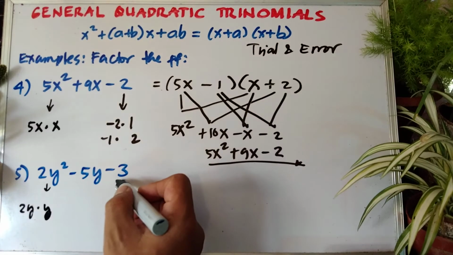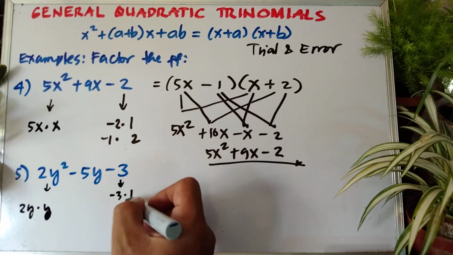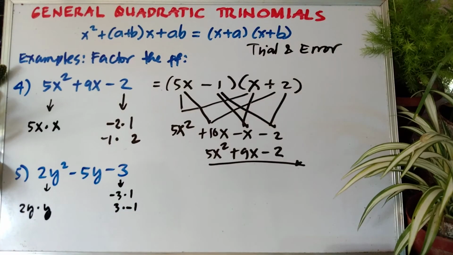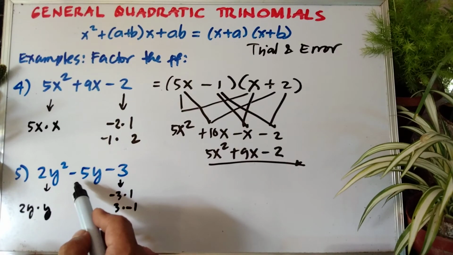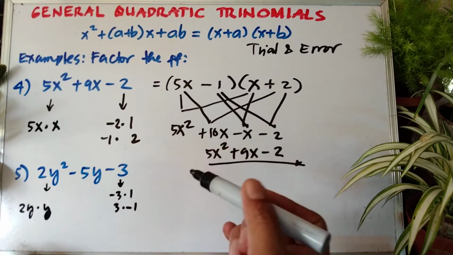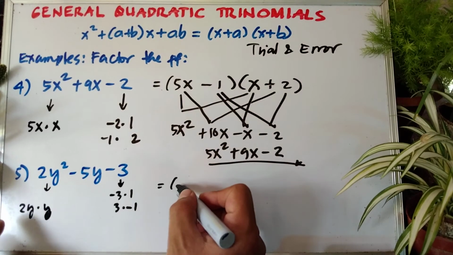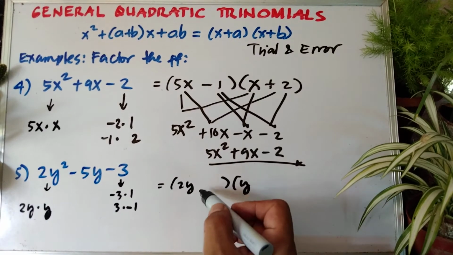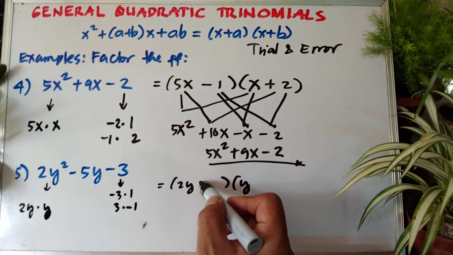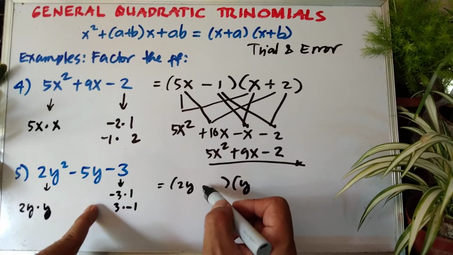How about for negative 3? You can have negative 3 times 1 or 3 times negative 1. And these are the only factors of negative 3. So, our problem now is, which between these partners is correct so that we will obtain the middle term, negative 5? Okay, let's try. We knew that the first factors are 2y and y. So, for negative 5, what if we use negative 3 and 1?